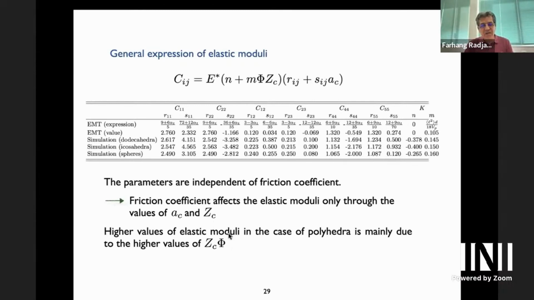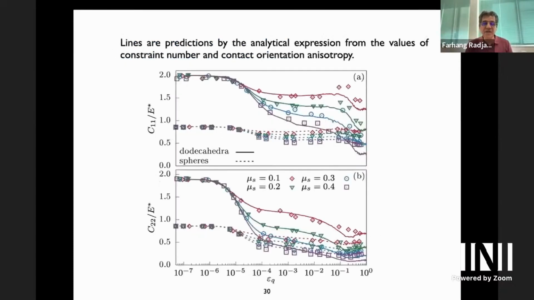And what is also interesting to learn from this expression is that higher values of elastic moduli in the case of polyhedra is not related to these coefficients. So these coefficients, of course, explain part of the story, but they don't explain the higher value. By comparing the relative numerical values, we see that the higher value of elastic moduli in the case of polyhedra compared to spheres is mainly due to the higher values of ZC, phi. So this is directly related to the microstructure.